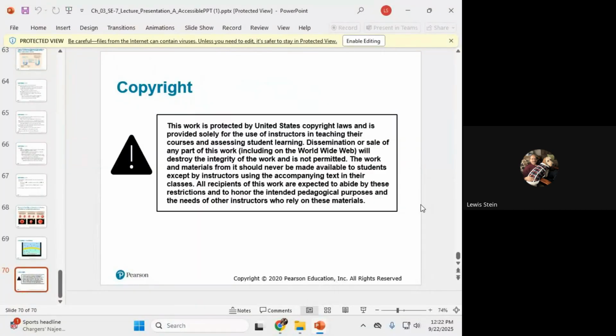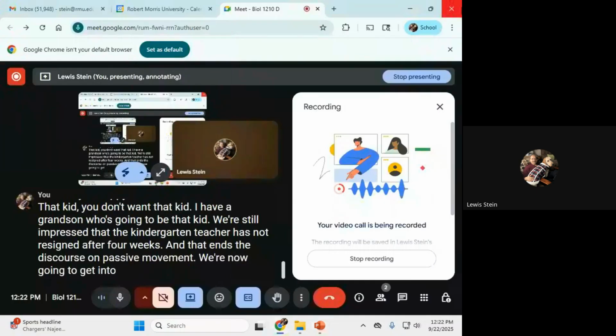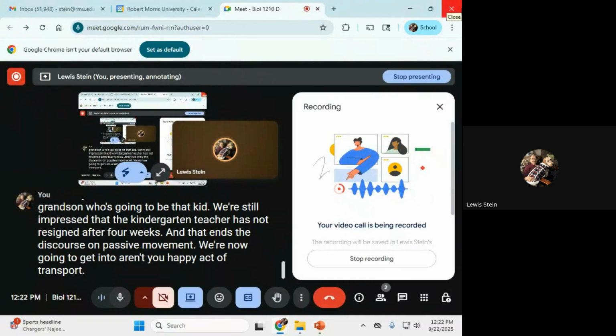And that ends the discourse on passive movement. We're now going to get into, aren't you happy, active transport. I see your enthusiasm is boundless.